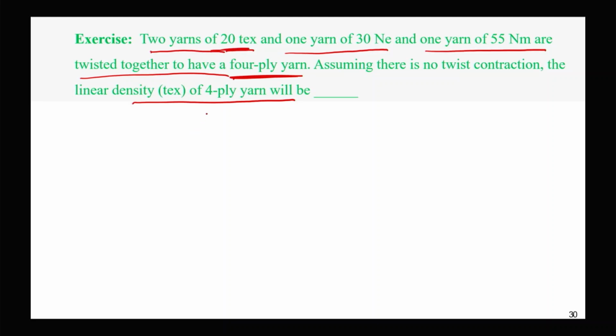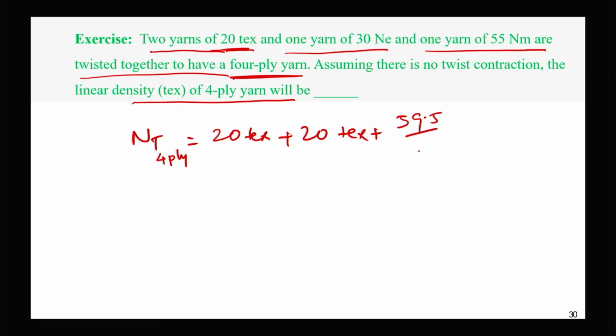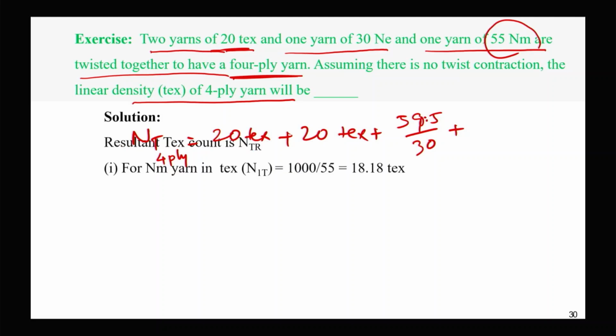So in the same way we can do it. The tex of the 4-ply is 20 tex plus 20 tex plus 590.5 by 30, and the tex value of the Nm we can get from the relationship. So this is the Nm, and so 1000 by 55.